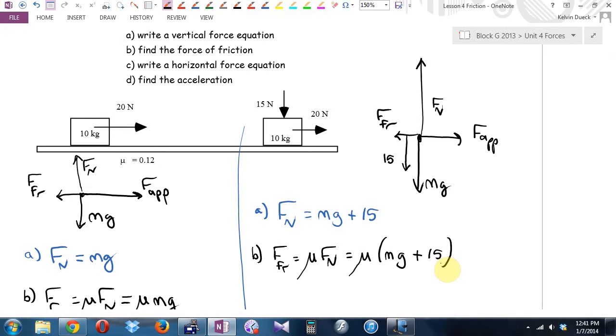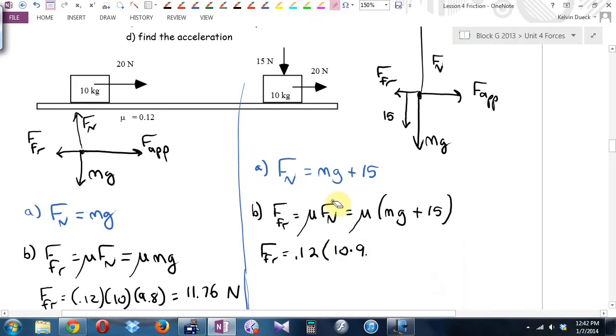Trevor, what's mu? What's mu, Trevor? So friction is going to be 0.12 bracket. What's the mass? 10 times, you know what? This is going to get lots of brackets. So let's be clever. I'll make the outside bracket a square one, and then I can go 10, 9.8 plus 15. Yeah, that looks better, yeah?